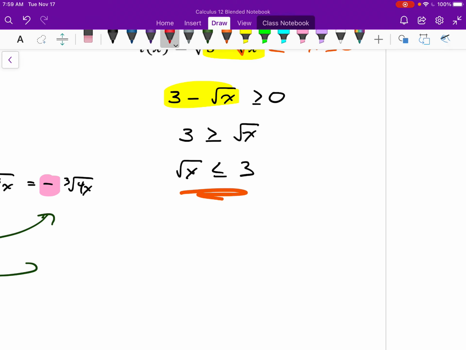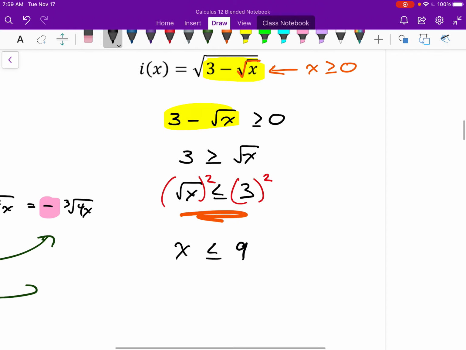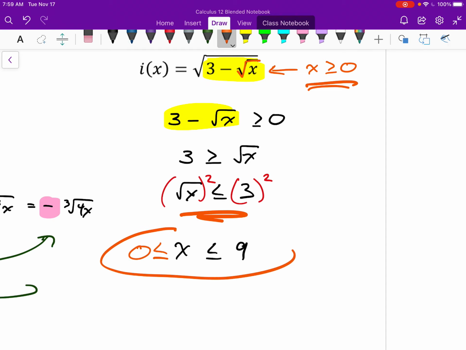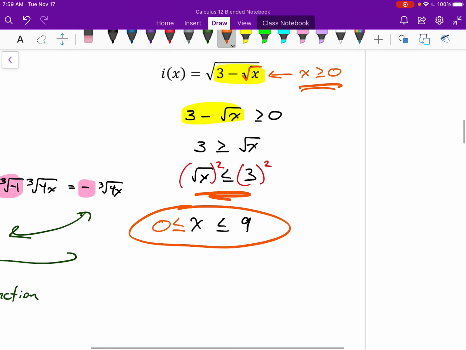Well, what I could do is square both sides. And I get x is less than or equal to 9. But at the same time, up here, x also must be greater than or equal to 0. And so there's my domain. My domain is from 0 to 9. That's tough, and I found the domain by inspection. And if you don't find that tough, be humble about it. Most students find that quite challenging, and I understand why. There are a lot of things to think about. That's it. That's my domain.